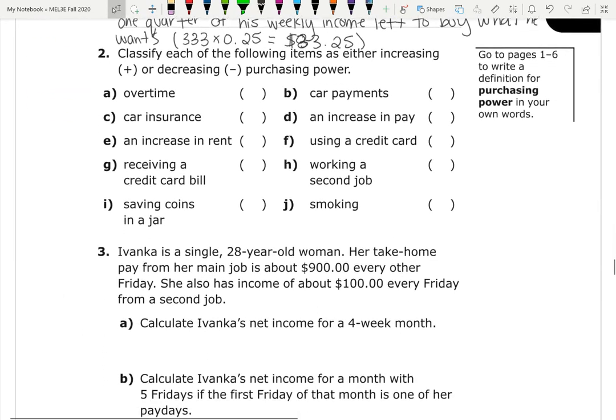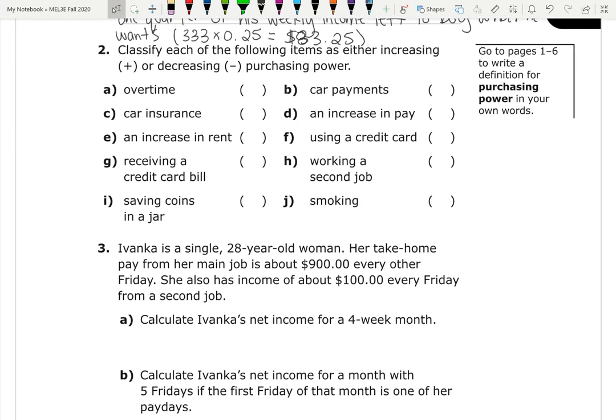Classify each of the following items as either increasing or decreasing purchasing power. So what is helping to increase the amount of money you have to spend on whatever you want, purchasing power, or what situations or scenarios are decreasing the amount of money you would have left over? Well, if you work overtime, then you would be increasing the amount of money that you are taking in. So therefore, you're going to have more money to spend on whatever you want. Purchasing power. You're increasing your purchasing power. Car insurance? Well, no.